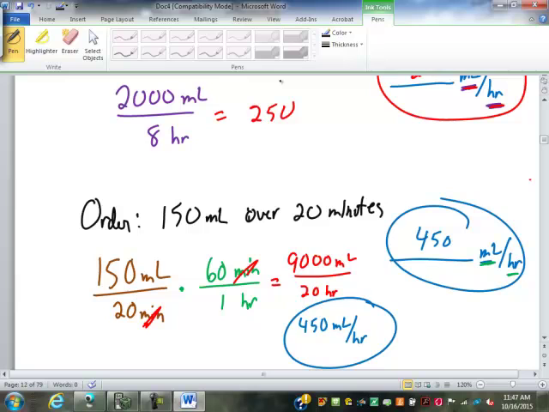So that's one of the reasons why I am so attached to dimensional analysis: it works for anything. Once you get good at it, it works for pretty much everything.